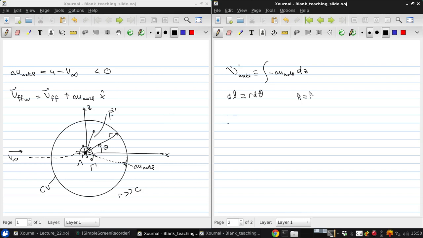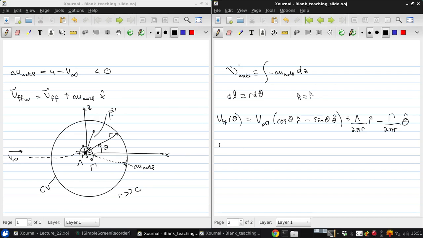Then, the far field potential velocity on the surface of the control volume is only a function of theta, since r is everywhere constant on it, and this is V infinity, cos theta in the r direction minus sine theta in the theta direction, plus the contribution from the source, which is in the radial direction, and the circulation, which is in the theta direction.